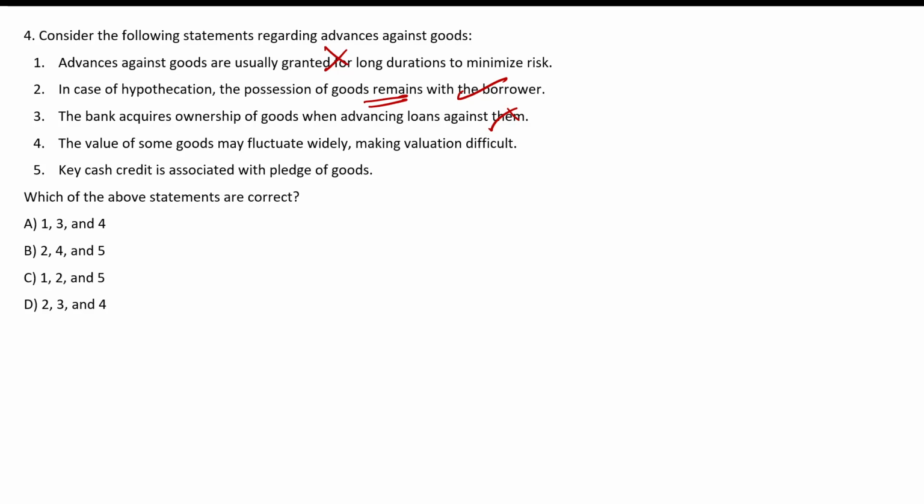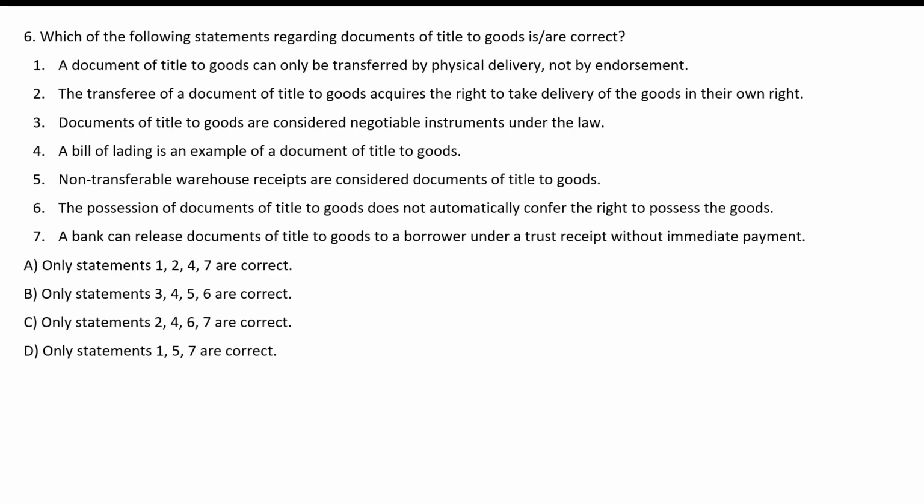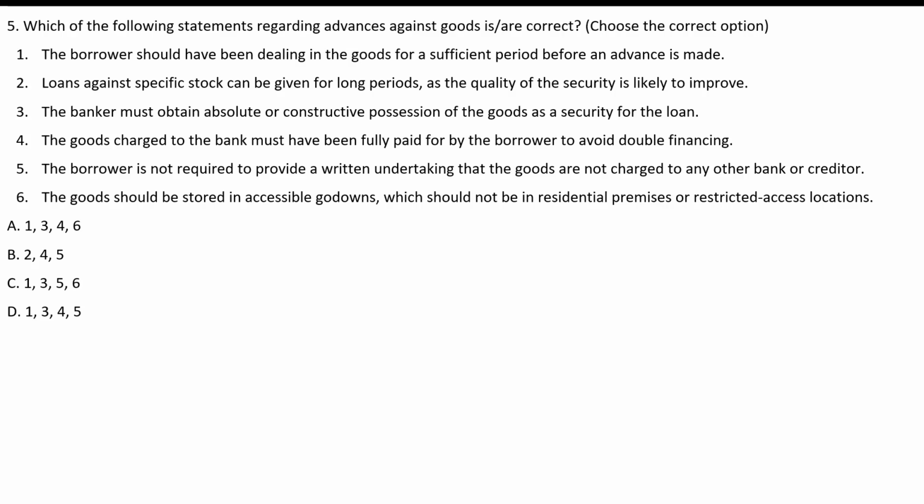The value of some goods may fluctuate widely, making valuation difficult. So this is correct. Key cash credit is associated with pledge of goods. So key cash credit implies possession with the banker and it is a pledge. So this is correct. So 2, 4, and 5 are correct, making option B as the correct answer for this question. Which of the following statements regarding advances against goods is or are correct?